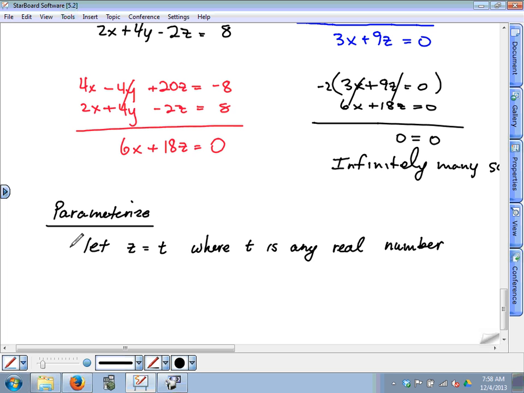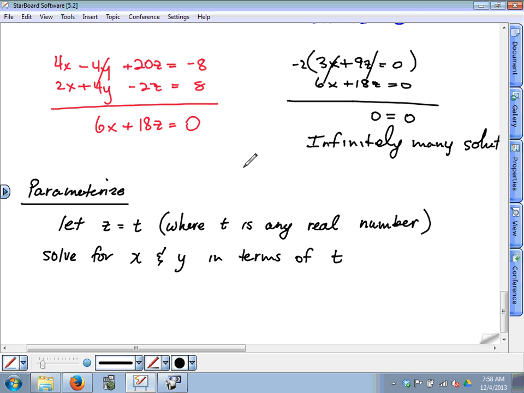So to parameterize, this is step 1. You let z equal t, where t is any real number. The next step is to solve for x and for y in terms of t. And this is the reason I've said that it's really important that you not eliminate z as a first step, because if that does happen to be infinitely many solutions, and you've eliminated z in a first step, you can't parameterize by letting z equal t, so it makes it really tough.